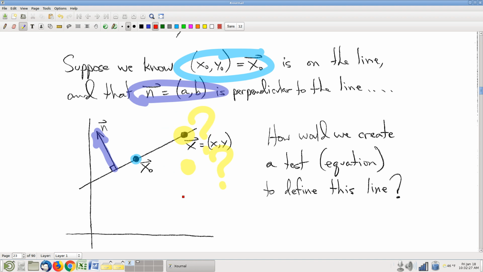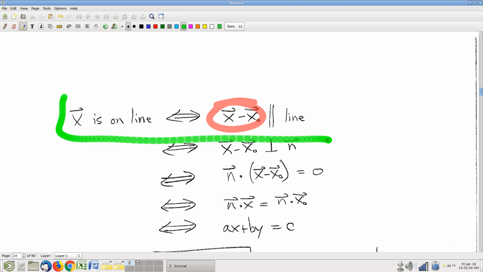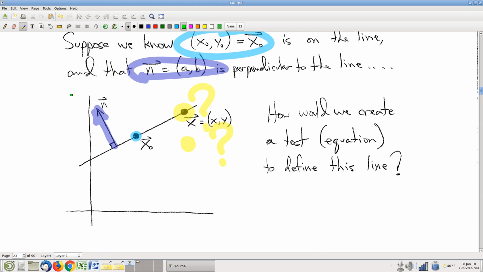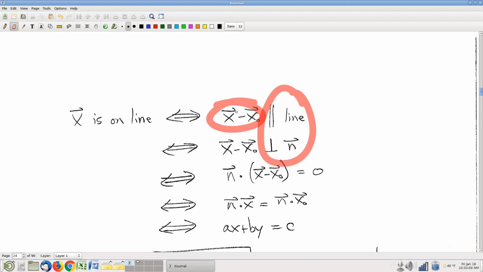Okay, so let's write this down. It comes down to whether that difference vector is or is not parallel to the line. Now we're going to take this test that we have here, and we're just going to start playing with it, manipulate it around a little bit. Go back to this picture. I appeal to your geometric intuition. If this red vector is parallel to the line, then it is, you'll notice, perpendicular to that n vector. Right? That's an if and only if. Parallel to the line means perpendicular to the n vector.